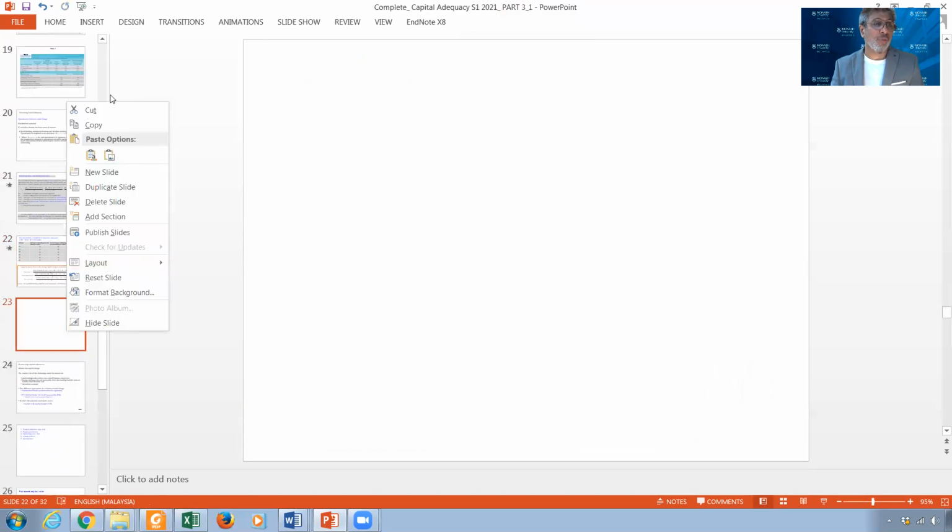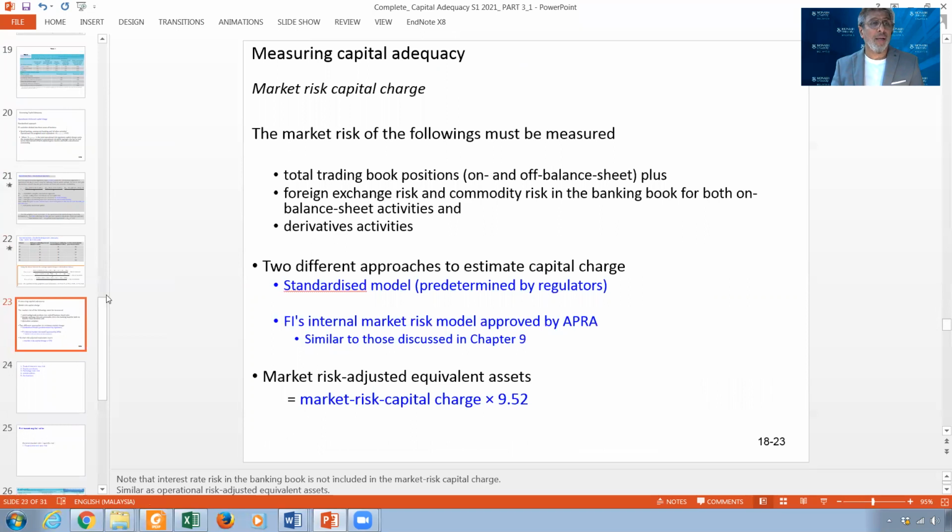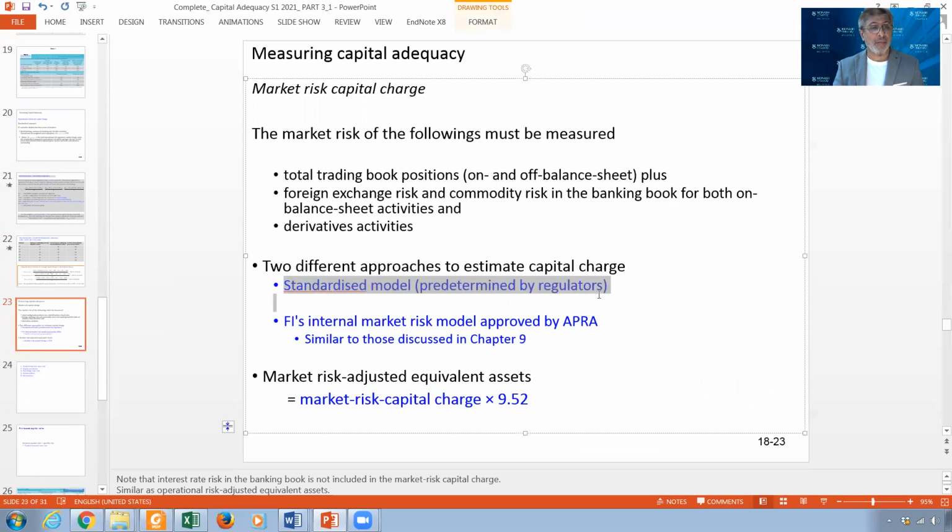Now, let me go to the market risk. The market risk is a big issue, actually. We have two different approaches. We call the standardized model, predetermined by regulators, where we have to use tables, or the internal market risk model, which we will discuss in part 4 after we finish part 3. Please understand that what we are calculating here is the standardized model.